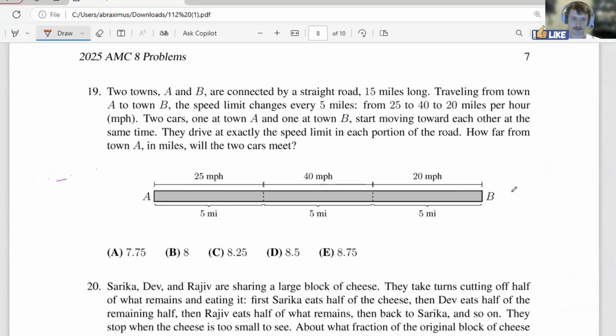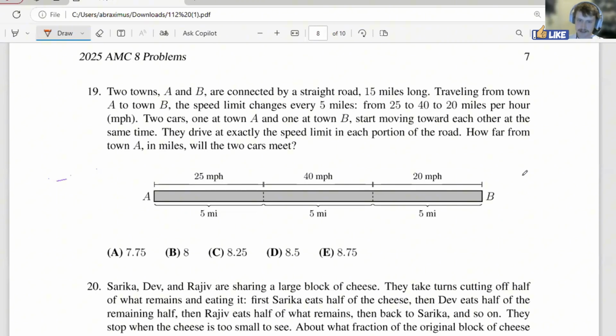All right, so two towns, A and B, are connected by a straight road, 15 miles long. Traveling from town A to town B, the speed limit changes every 5 miles, from 25 to 40 to 20 miles per hour. Two cars, one at town A and one at town B, start moving towards each other at the same time. They drive exactly the speed limit in each portion of the road. How far from town A in miles will the two cars meet?